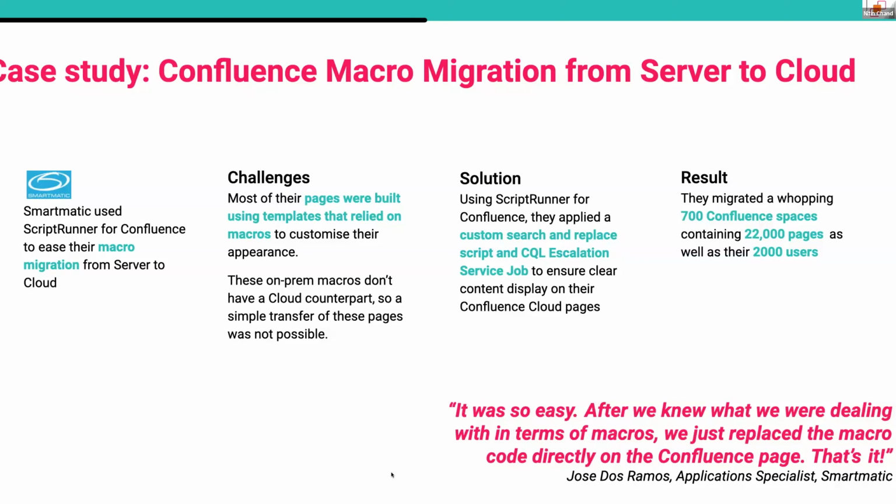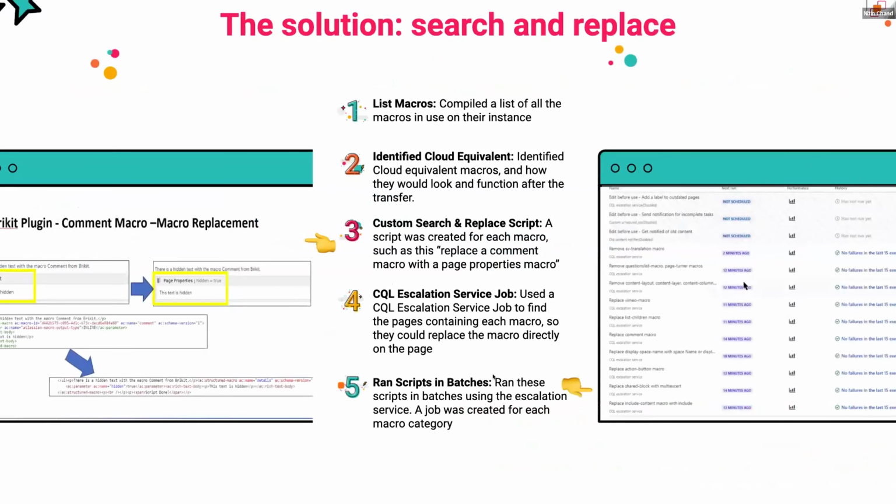Now, let's deep dive into how, using ScriptRunner for Confluence, they applied a custom search and replace script and a CQL escalation service job to ensure clear content display on their migrated Confluence cloud pages. Next slide. Yeah. So I'm just going to walk you through the steps that they followed.